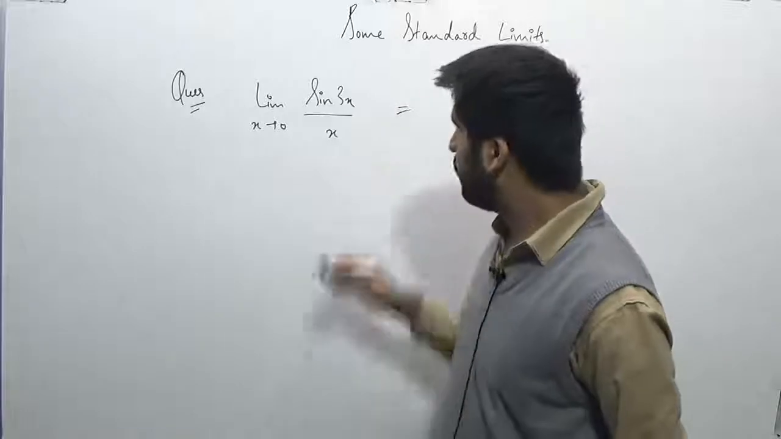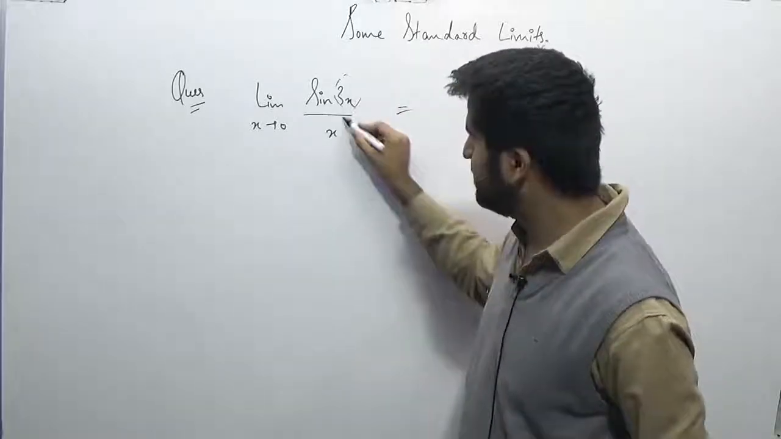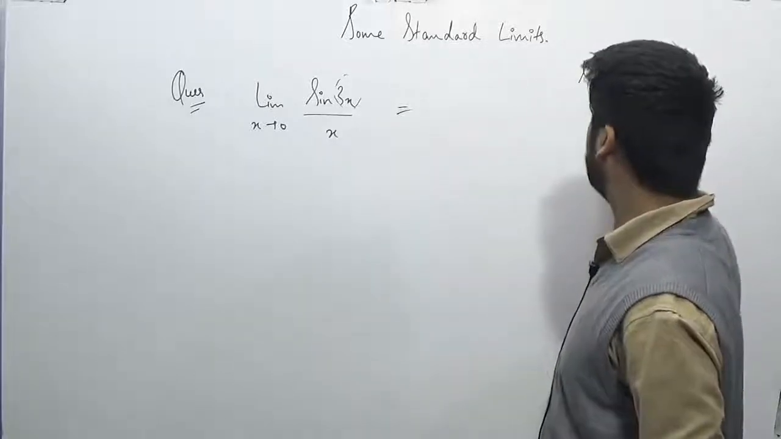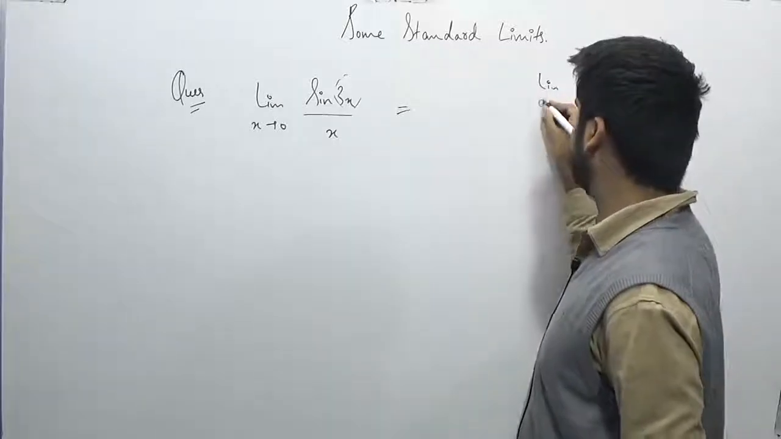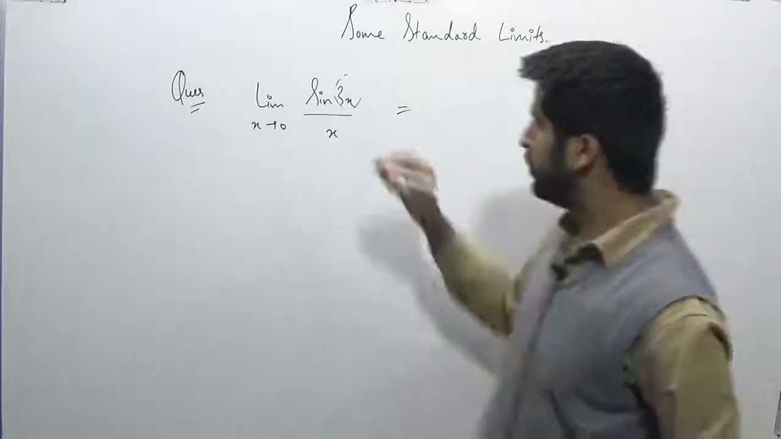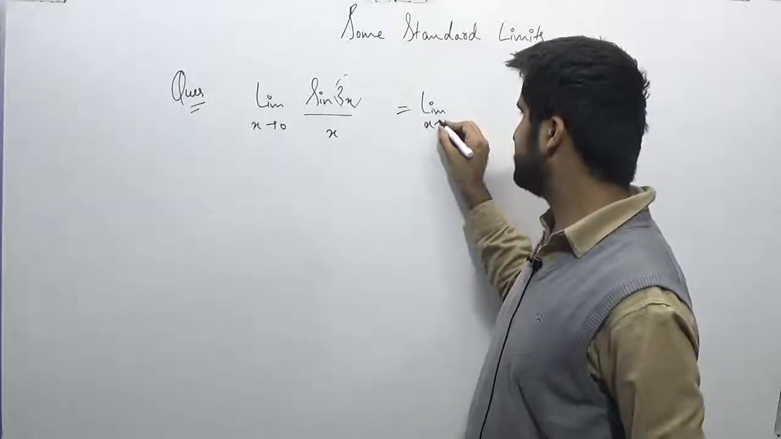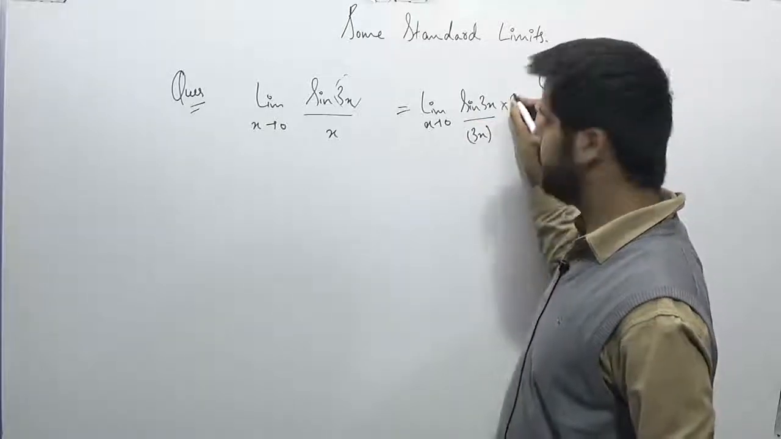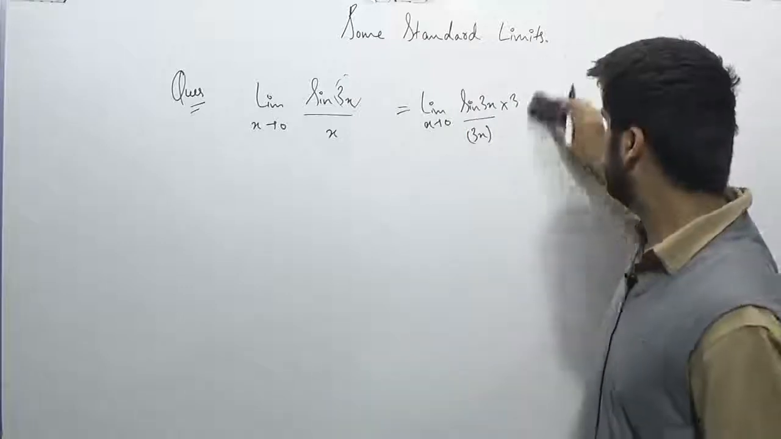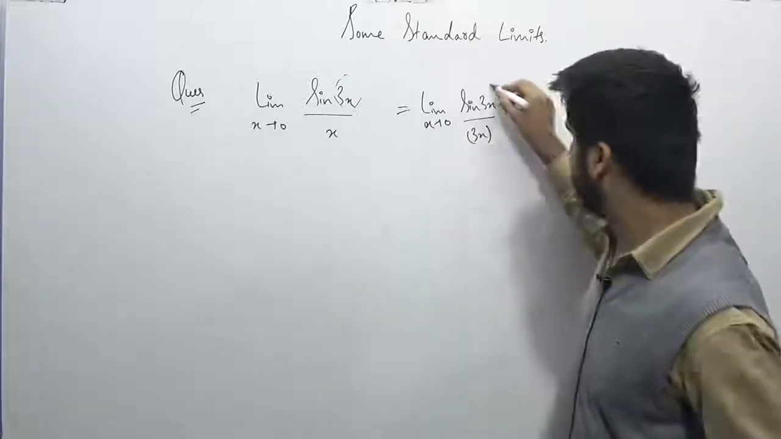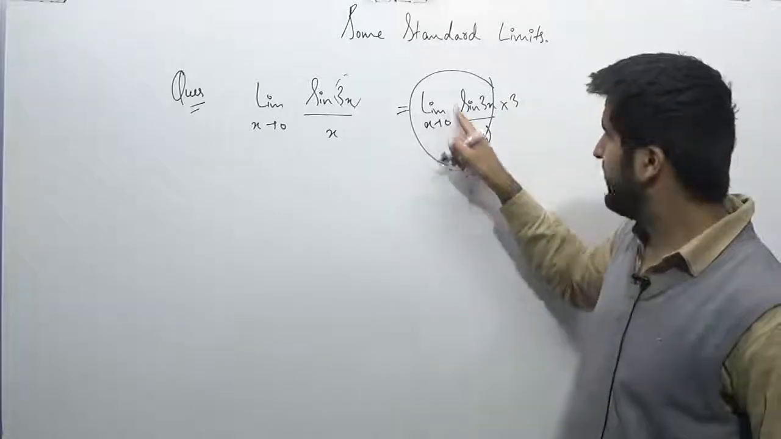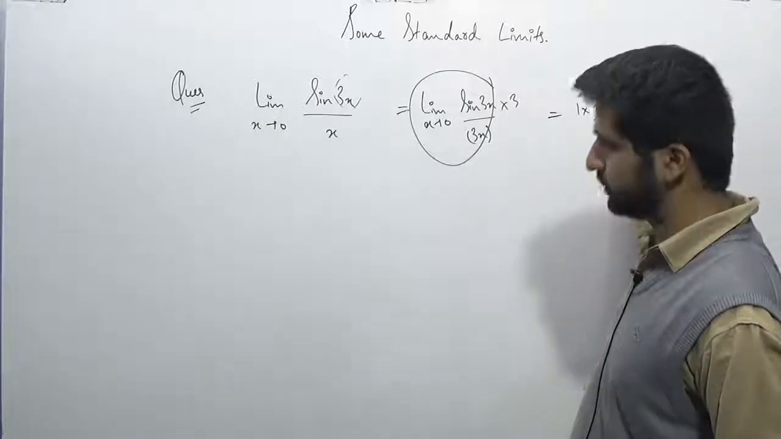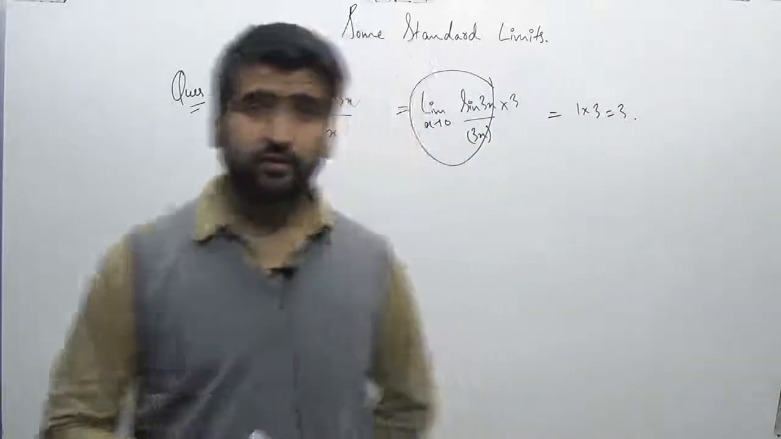Now we know that if this angle is here and the same angle is here, this limit will come out to be 1, as we discussed that sin theta upon theta, when theta tends to 0, is equal to 1. So what I'll try to do here is write this as limit x tends to 0 of sin 3x upon 3x multiplied by 3. I just multiplied and divided by 3. This limit will come out to be 1, as discussed that limit sin theta upon theta is equal to 1. And this will be equal to 1 into 3. So this limit comes out to be 3. So the answer of this question is 3.